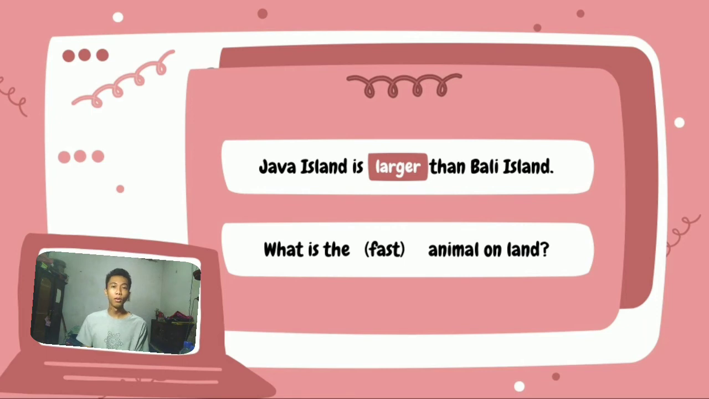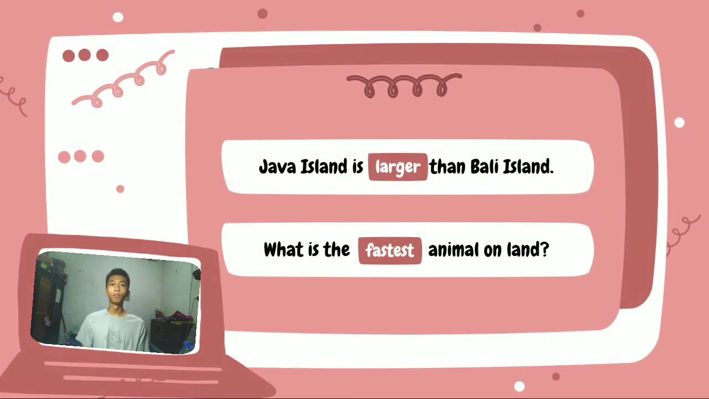After we know that, we have to analyze the sentence. We have to find the adjective, and in this case, the adjective is the word fast. How do we pronounce fast? We pronounce it as fast, one syllable. And because of that, fast is a one-syllable word. Because fast is a one-syllable word, we have to add est at the back of the word. So fast becomes fastest. The sentence becomes, what is the fastest animal on land?